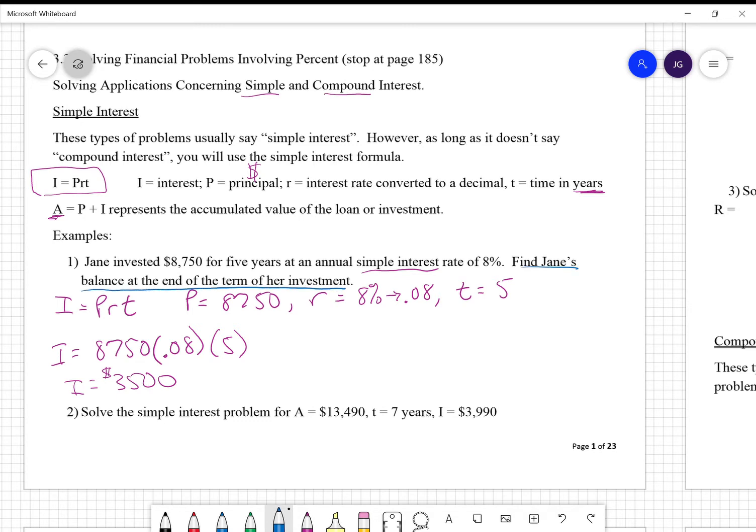Now what they asked me to find was Jane's balance. Well, the balance is principal plus interest. $8,750 plus $3,500. Her balance is $12,250.